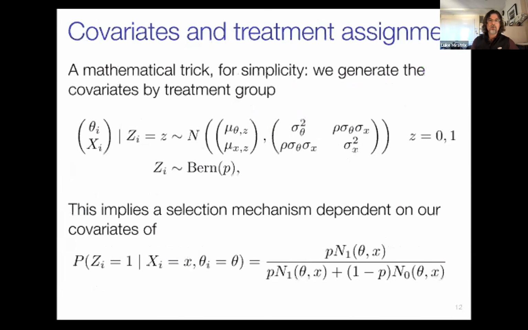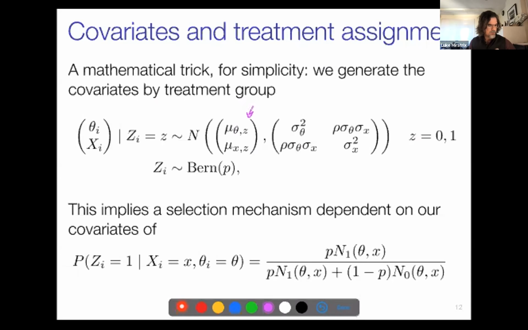For actually assigning treatment, treatment is not assigned at random, otherwise we wouldn't need any of this. And we're doing a little bit of a mathematical trick for simplicity, which is we say that our latent characteristic theta and our covariate X are randomly bivariate normal, generated with 2 means indexed by the treatment group. So if you imagine this is X and this is theta, here's your treated group and here's your control group. We're trying to create some separation between the groups, which creates confounding.